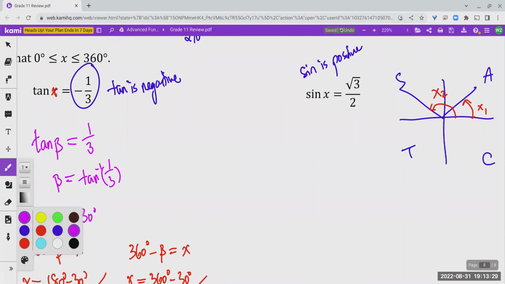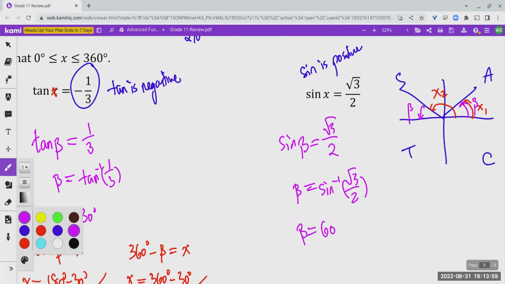Okay, well, you're going to need the related acute angle. Oh, but wait, in the first quadrant, very conveniently, beta is x1. So if you have sine beta, you would just have root 3 over 2. Again, if that number is negative, you make it positive. Since it's positive, no problem. So beta is the arc sine of root 3 over 2, and that is 60 degrees.